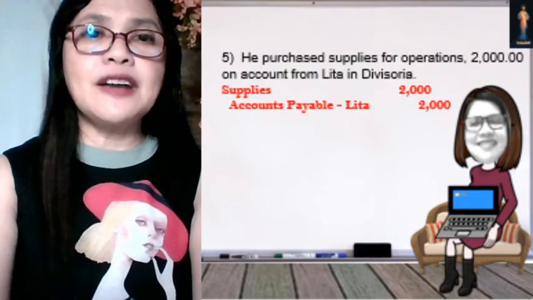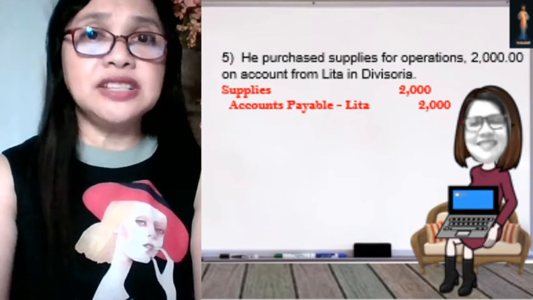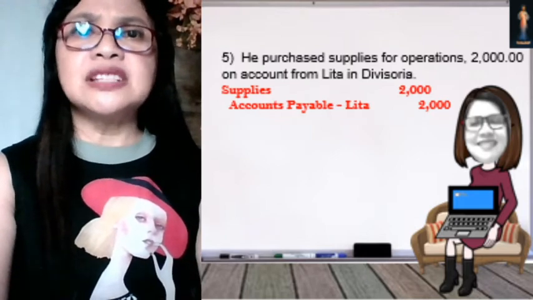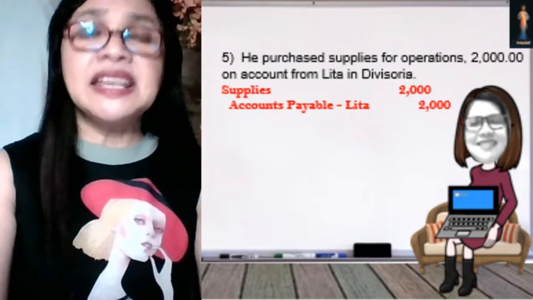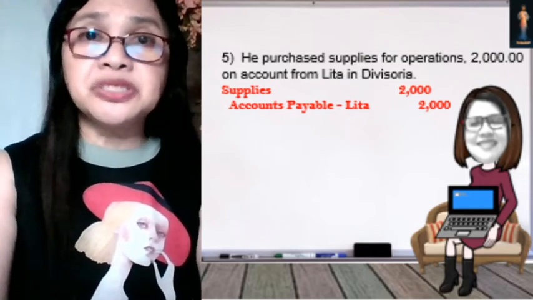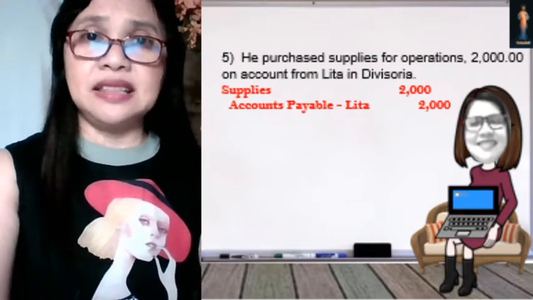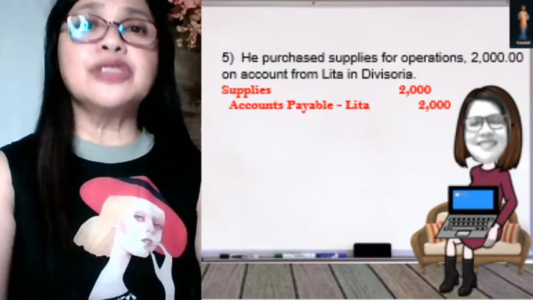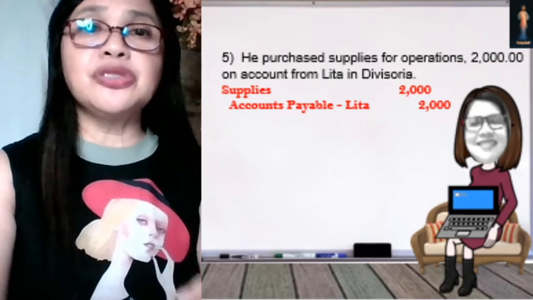Next, transaction number five. He purchased supplies for operations, 2,000 on account again from Lita in Divisoria. So what are the accounts affected in this transaction? Yes, when he purchased supplies, he received supplies. So you debit the goods received in the form of supplies, and supplies is an asset account. So you debit it, and you increase your asset account in the form of supplies. So you follow the normal debit balance of asset. We debit supplies by 2,000.